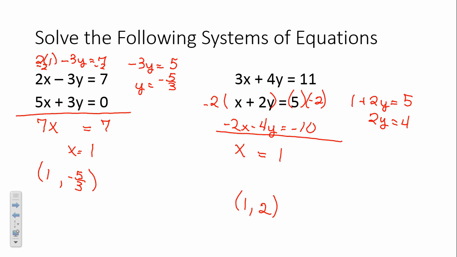How would we check it? Plug them in. Since we put it back into the second one, we want to plug them into the first to verify that solution. 3 times 1 plus 4 times 2 is going to get me 11. 3 and 8 is 11. We're good. Yes, Brian. Where did I get that -2?